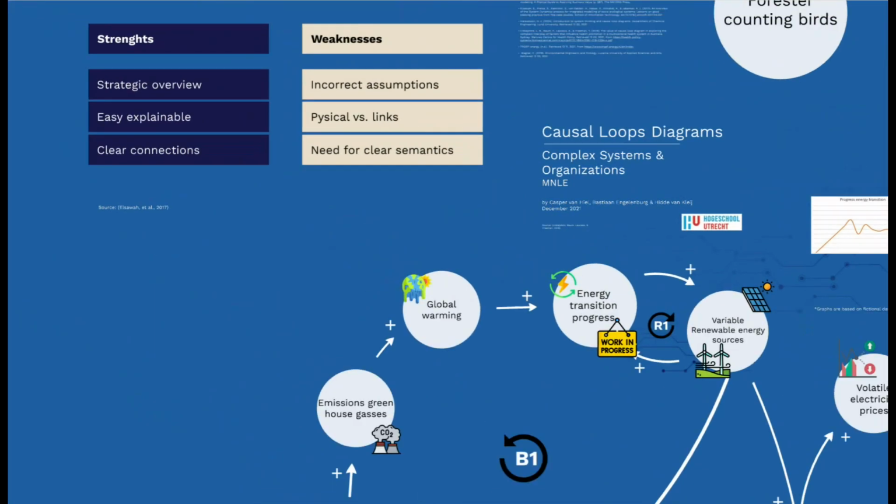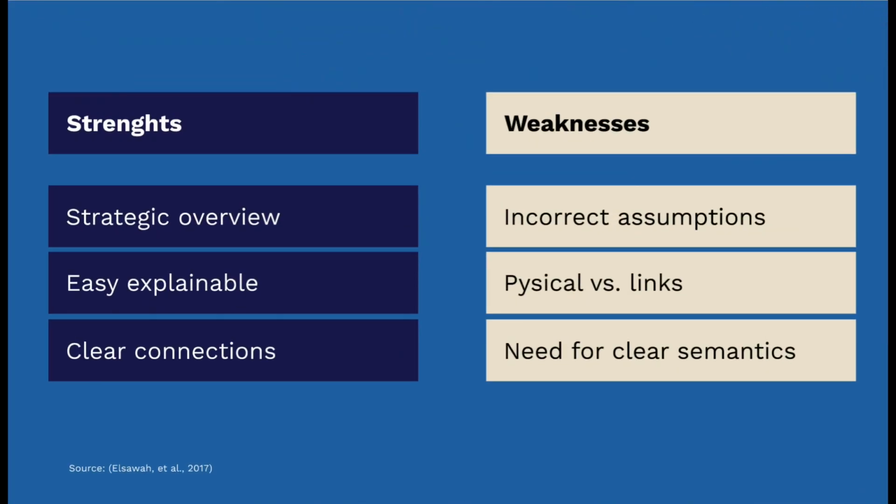Conclusively, let's look at the strengths and weaknesses of CLDs. Pros are the strategic overview it provides, and the model is easily explained. On the other hand, CLD has its limitations. A CLD could lead to incorrect inferences about the dynamics, which in turn lead to a faulty model. Secondly, there is no distinguishing between physical information and links. Lastly, there needs to be a clear agreement on the use of words and terms to prevent misunderstanding of the effects.